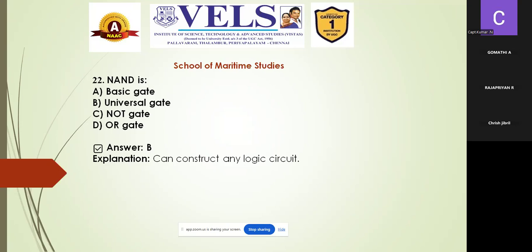Then the OR gate. It has two inputs A and B. The output Y is equal to A plus B. Then the AND gate. It also has two inputs A and B, and the output Y is equal to A dot B.